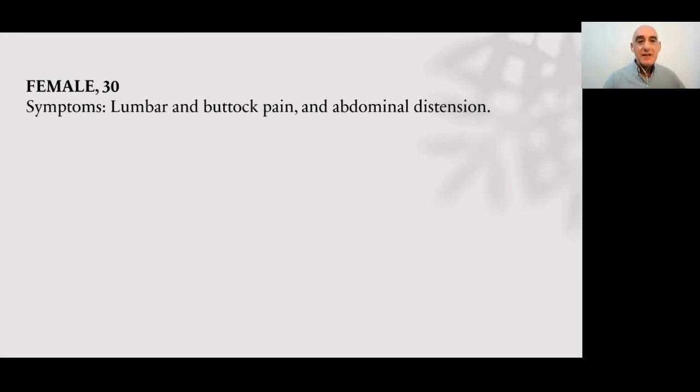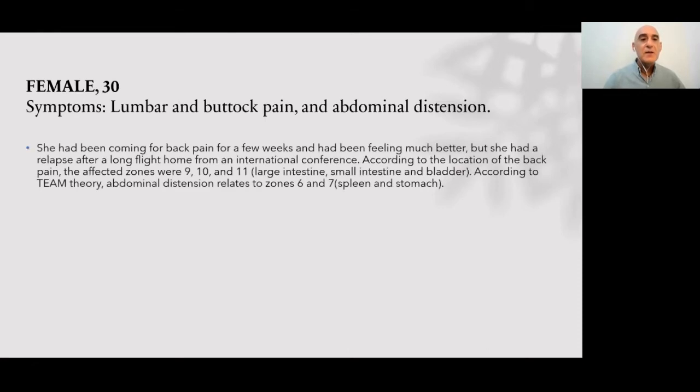The next case is a woman around 30 years old who had lumbar and buttock pain and abdominal distension. So she'd been coming for back pain for a few weeks with acupuncture, and she'd been getting better, but she'd had a long flight home, and she had a relapse coming home from a conference. So according to the location of the pain, the zones were 9, 10, and 11 on her back. So above L2, below L2, and over the sacrum.